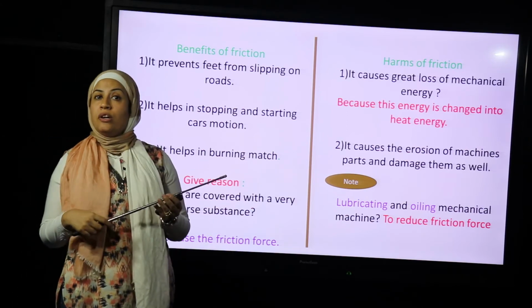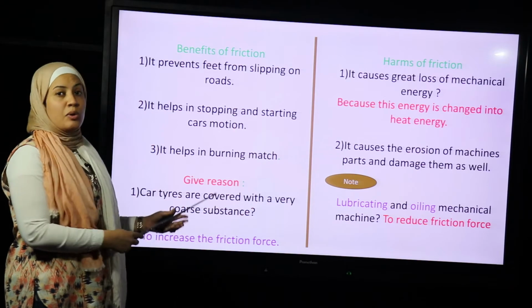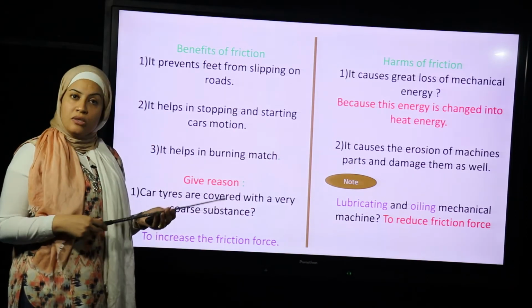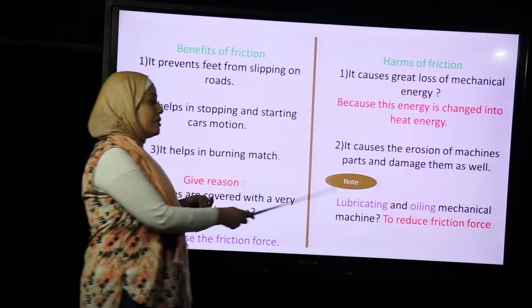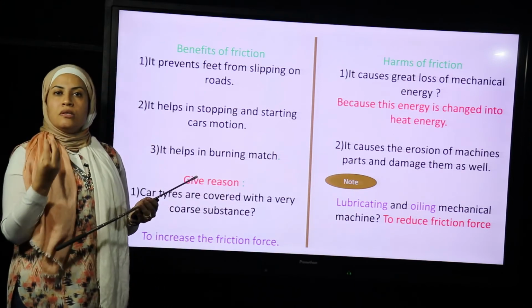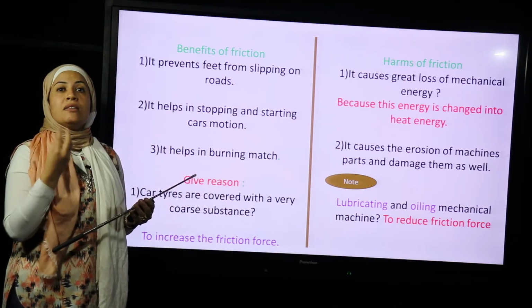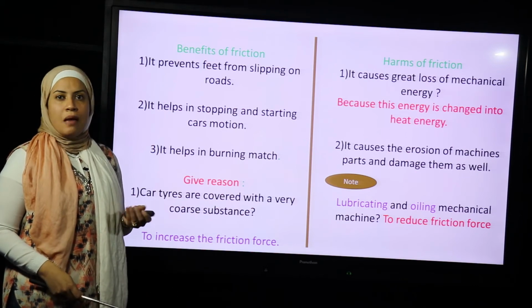So the car tires are covered with a coarse substance to increase the friction force, to help the car move, help the car stop, and help change the direction of the car. But we use lubricating and oiling in mechanical machines to reduce the friction force and the heat energy resulting from it, so as not to damage the machine.